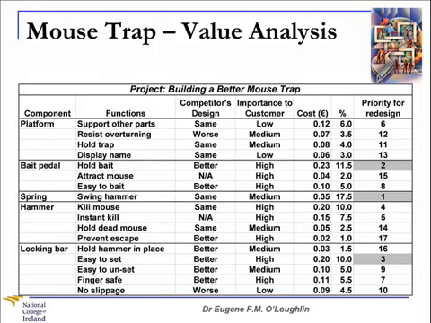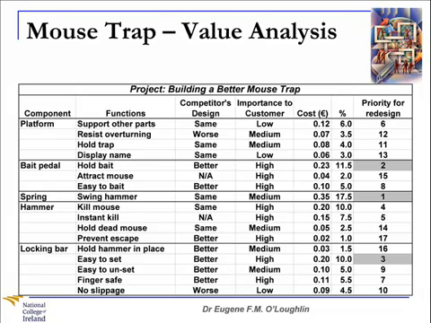In my table here, I have my 5 components listed down along the left hand side, and you can see in the next column I have several functions associated with each component. For example, the platform has 4 functions: support other parts, resist overturning, hold the trap, and display the manufacturer's name. We look at each component and list its functions, and you can see them here on the table. In my third column then, I compare my functions with those of a competitor, and this can simply be done by going out and buying a competitor's design and comparing your functions with theirs.